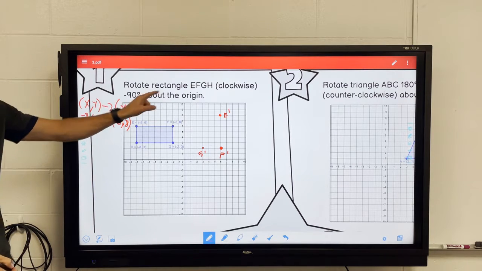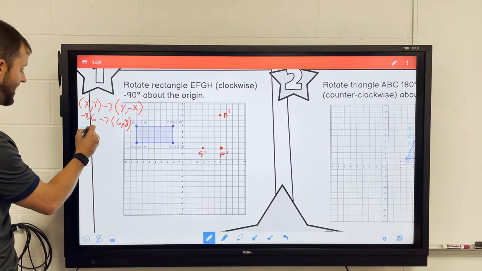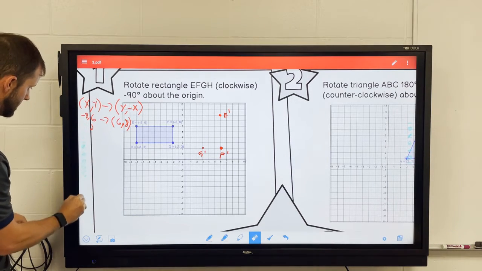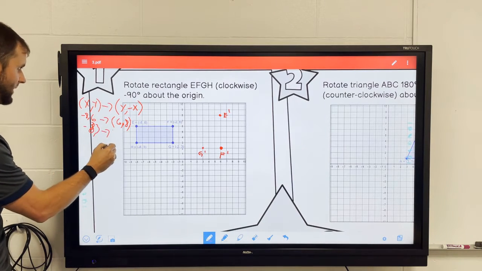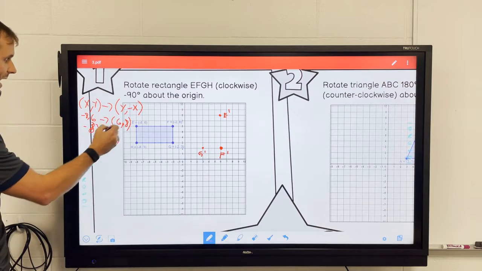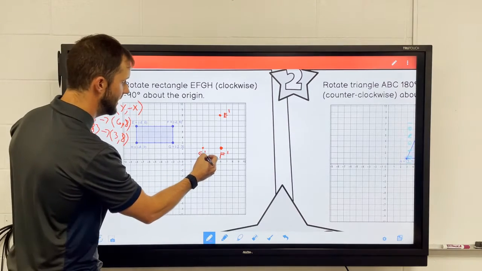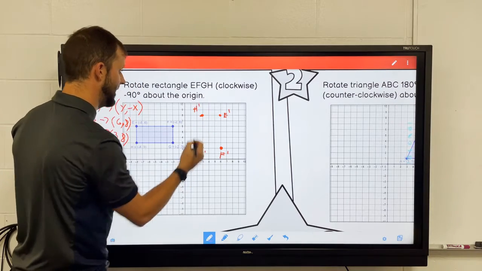So again, I'm doing negative 90 degrees about the origin. My coordinate is going to be negative 8, comma 3. So again, the y coordinate stays the same, which is 3. And I'm changing the 8 to its opposite, which is going to be 8. So I'm going over 3 and I'm going up 8. So right here is going to end up being H prime.